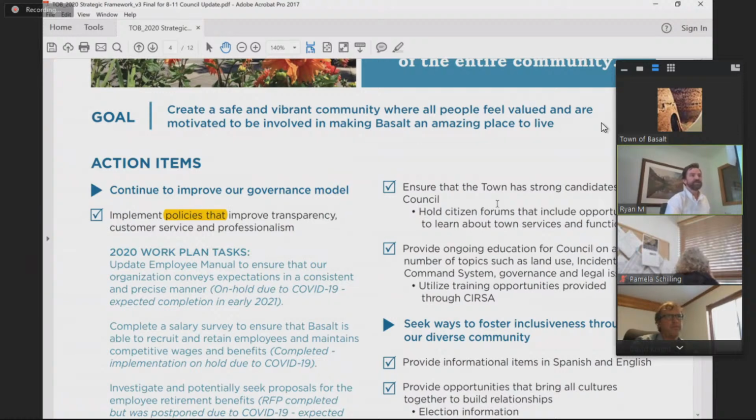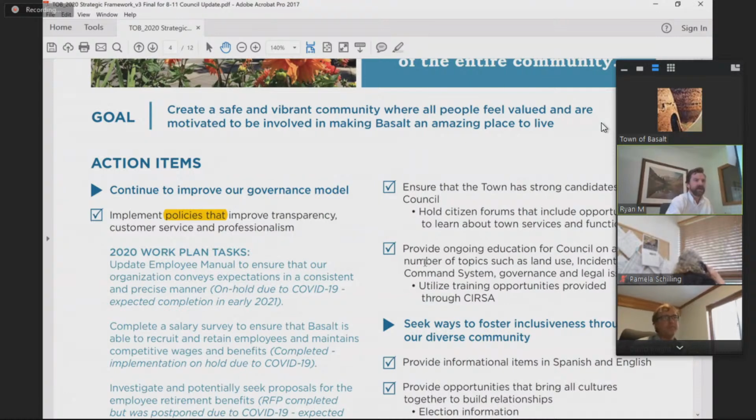this again from the original strategic plan, ensuring that the town has strong candidates for council, and it contemplated having a forum where those candidates can learn about town services and functions. And so when we had all of the folks that were running this year, we brought the department heads together, and we did have that forum and had pretty decent participation in it, and certainly can continue that in the future, but that gets a check mark.